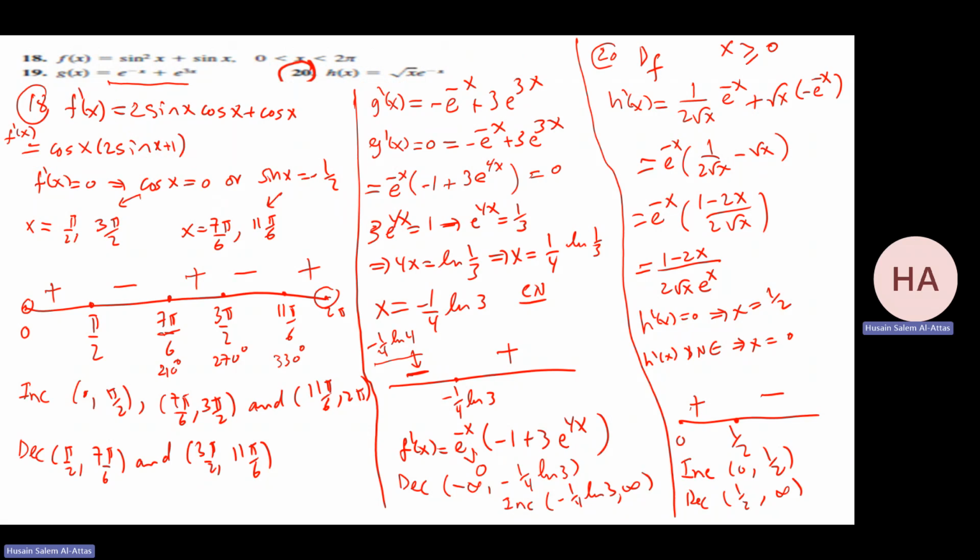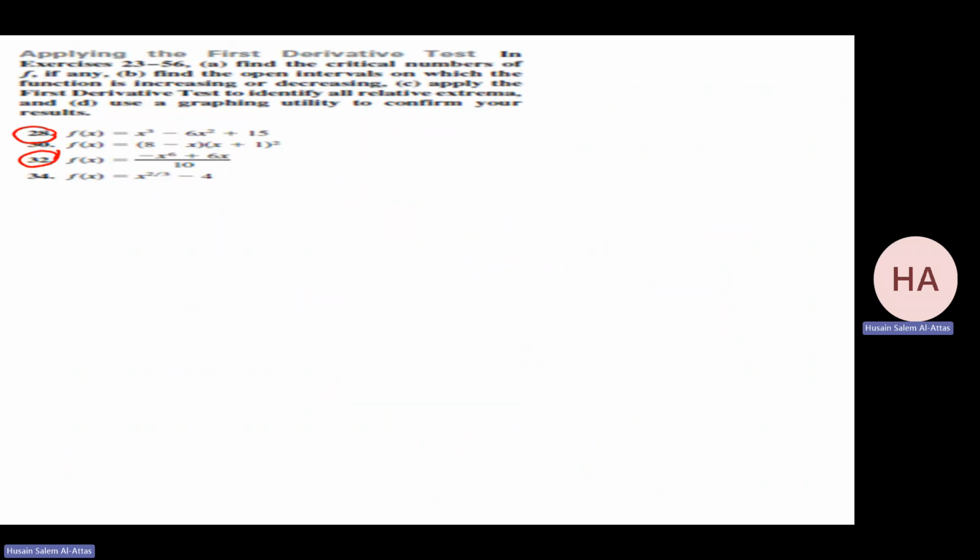We finish by this question 20. Let me continue doing the rest of this section 4.3. We reach now question 28. What they want in these questions: find the critical numbers, find the open intervals of increasing and decreasing, apply the first derivative test, and find our relative extrema. Okay, let me start by 28, which is very clear.